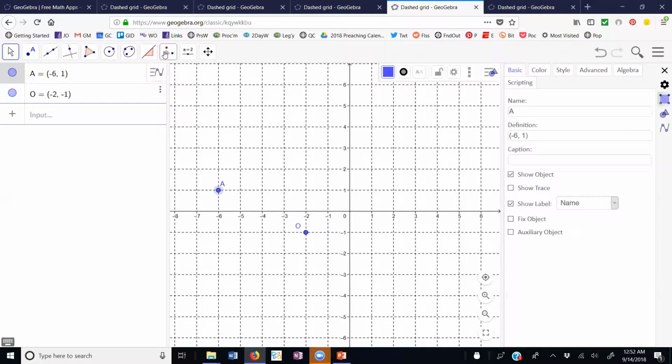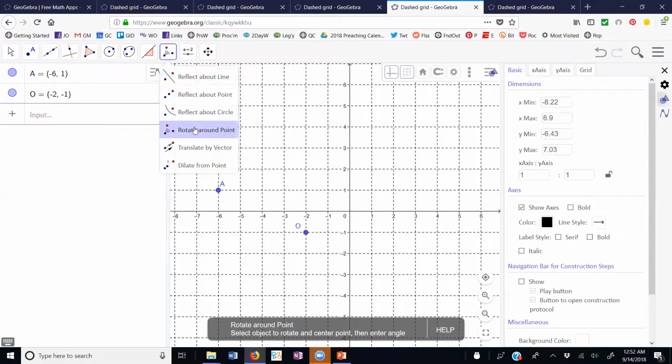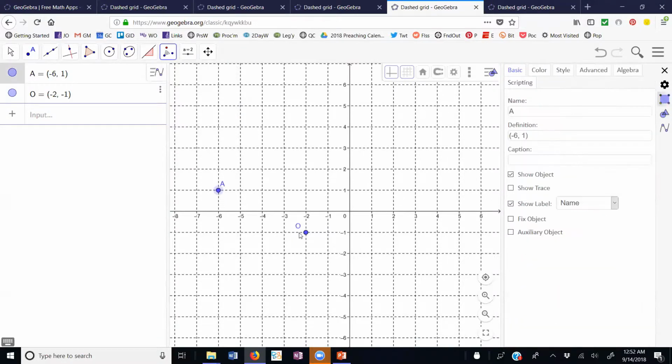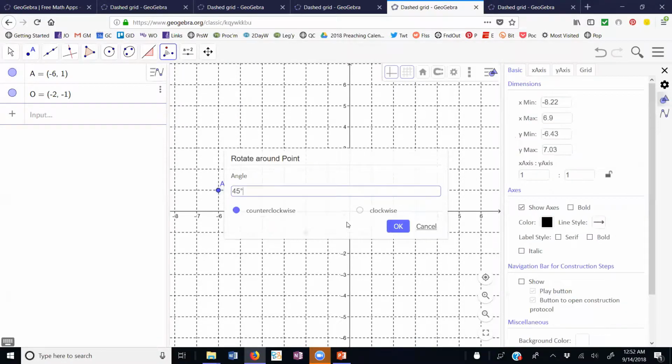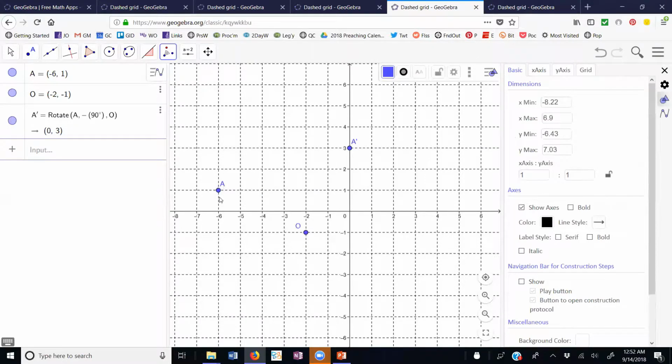So let's do that. And I'm going to go 90 degrees clockwise. Slope here is negative 2 fourths, and the slope here is positive 4 halves.